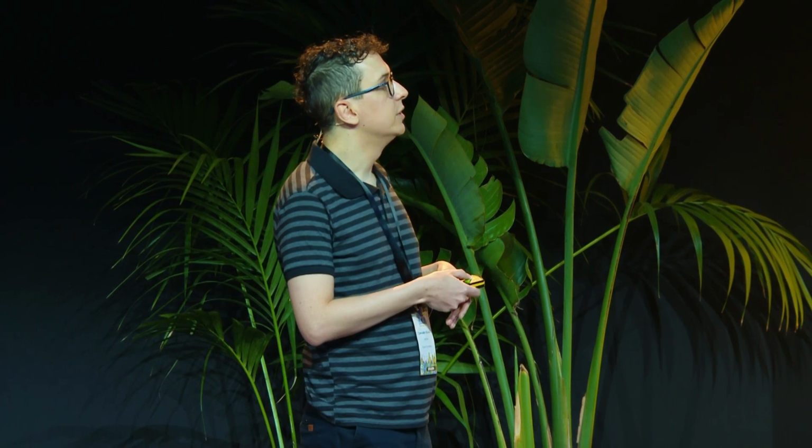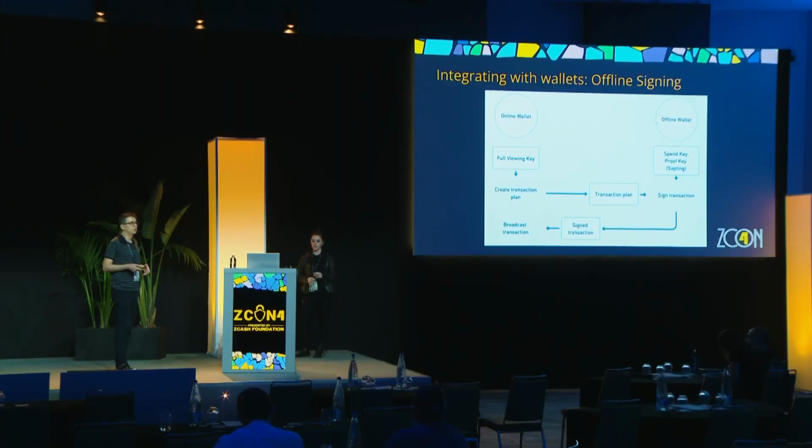So some wallets, like Y wallet, support offline signing. This means that you have an online wallet, which is view-only. You only have the view key from the wallet, so you can see the transactions, but you can't actually spend your money. But you can create a transaction plan, right? So, I need to send this amount of Zcash to this address.